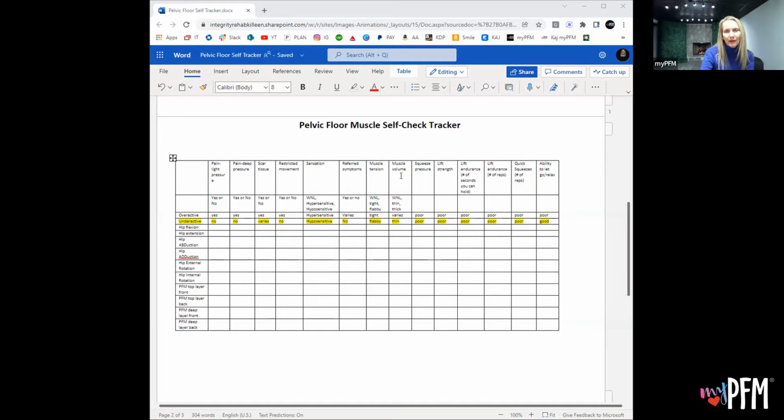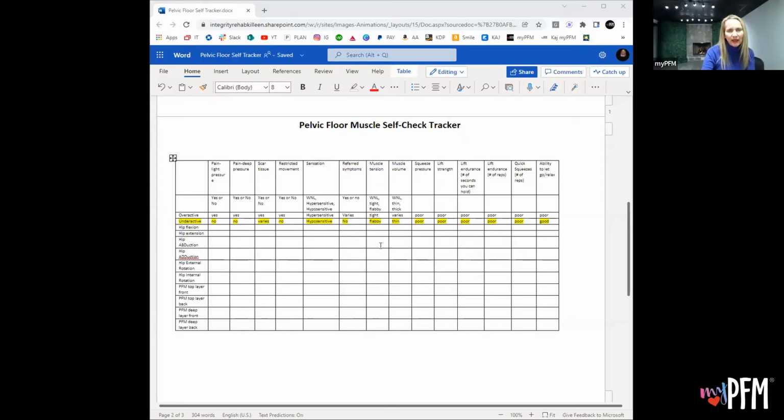Muscle tension, flabby. Muscle volume, thin. So kind of remembering that big Popeye muscle or like a flat muscle. So where is the muscle on that spectrum? And again, not every muscle is going to be the same. You're looking at a lot of different structures here.